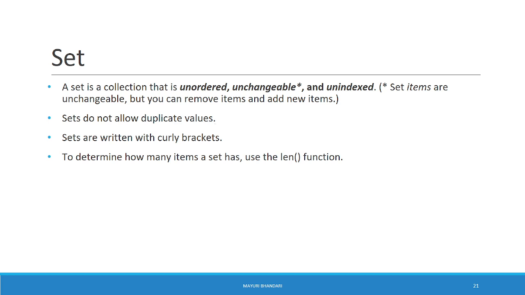Now how to define it? Sets are defined using curly brackets. Which other collection do we define with curly brackets? Dictionary. But a dictionary contains key-value pairs, whereas in a set we directly add elements. And these are the properties. Please remember, sets are unordered, unchangeable, and will not allow duplicate values.